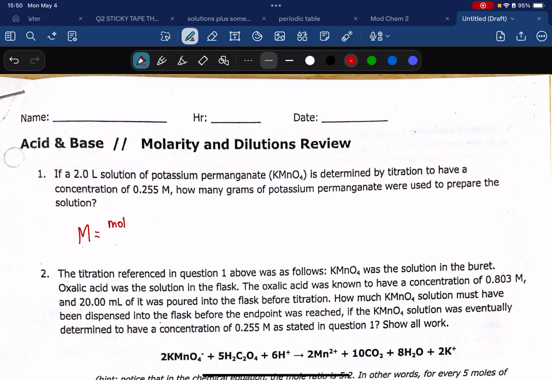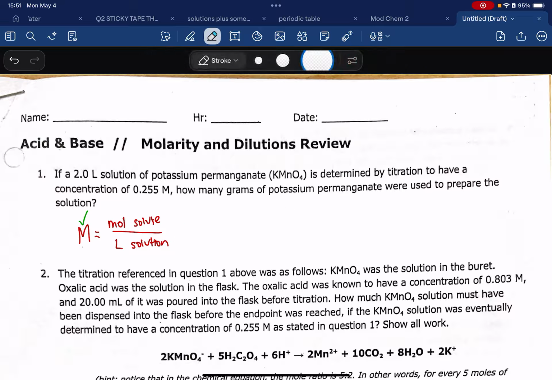Molarity equals moles of solute divided by liters of solution. And on this one, since we are told the molarity and we are told the liters, we have enough information to solve for moles of solute, which we can then convert to grams of solute by molar mass. So let's go ahead and do it.